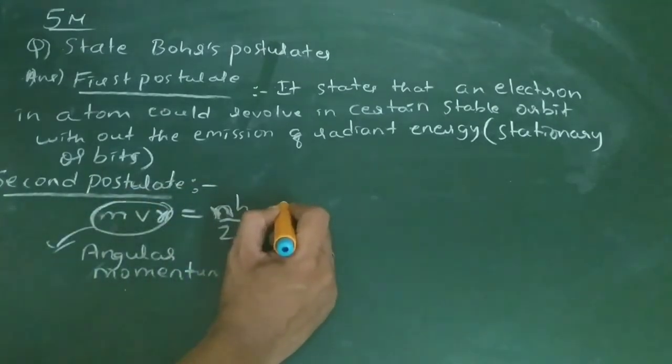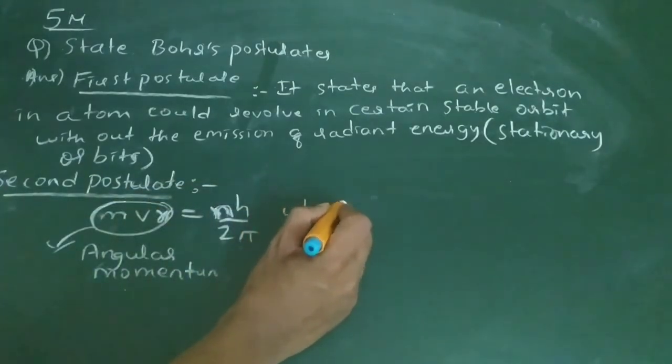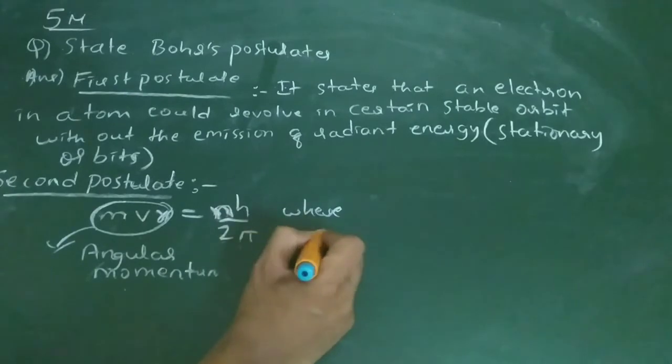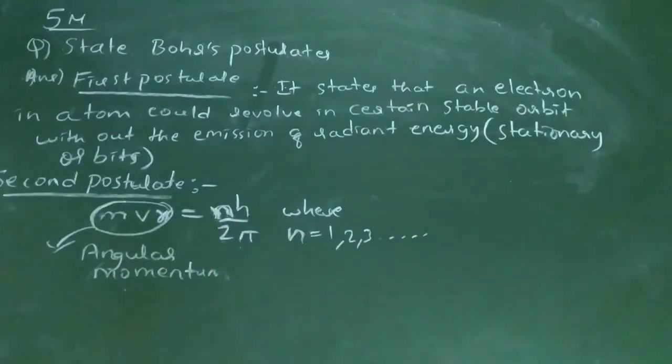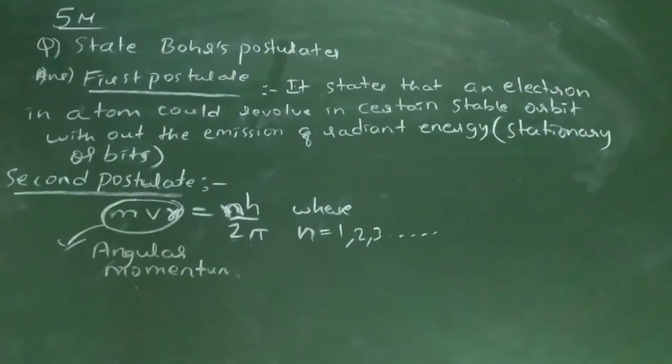I can write where n stands for the principal quantum number, which is given by n is equal to 1, 2, 3 and goes on like this. Are you getting that? This is the second postulate which we must know. Next, we have the third postulate.